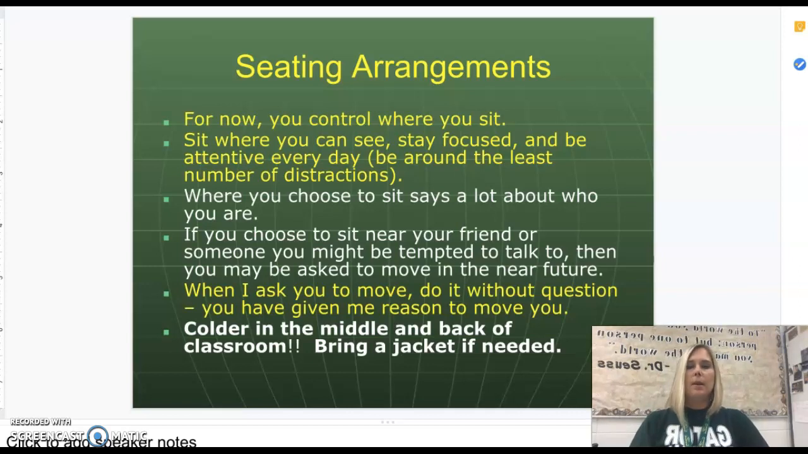It is colder in the middle and the back of my classroom, so make sure you do bring a jacket if you end up in that area of my classroom. It is very important that once I put you somewhere, or you choose somewhere, this is where you're going to be. We have to do this especially for contact tracing.